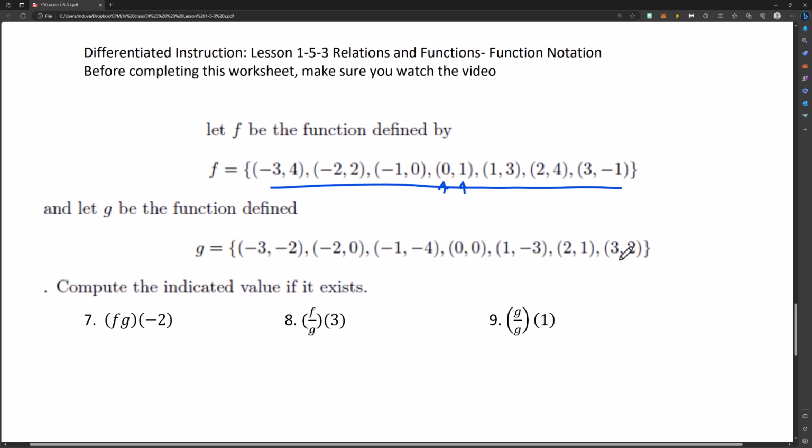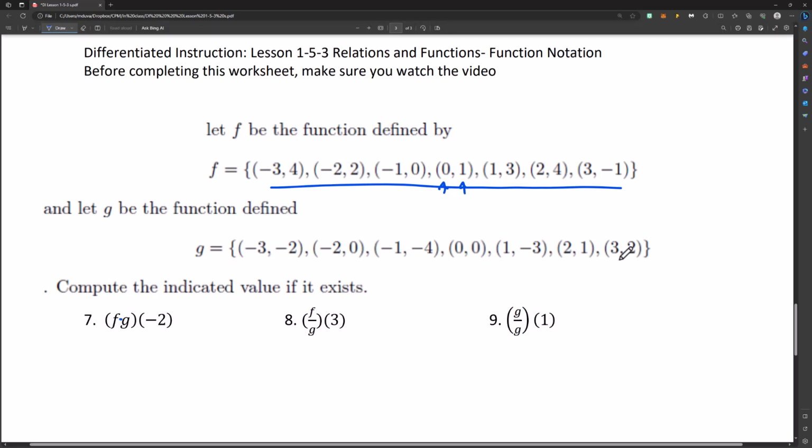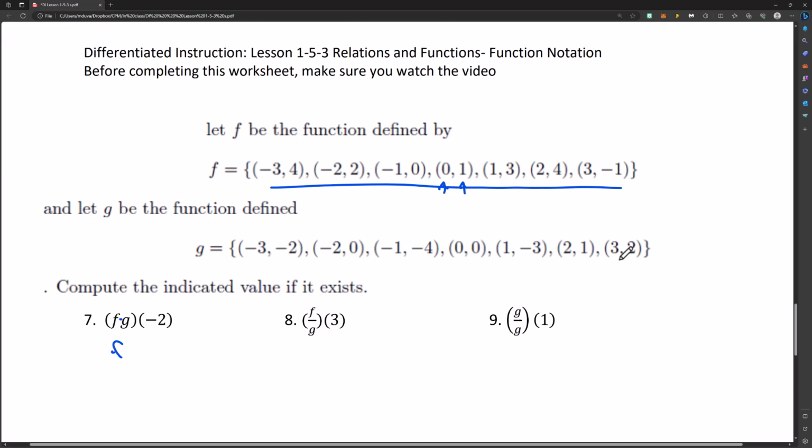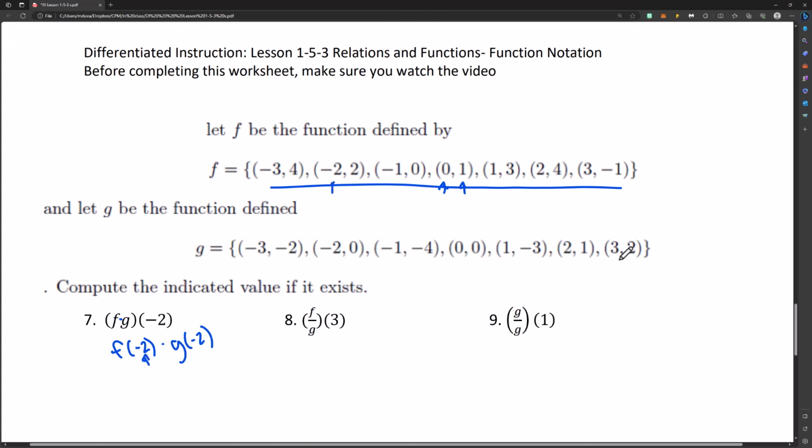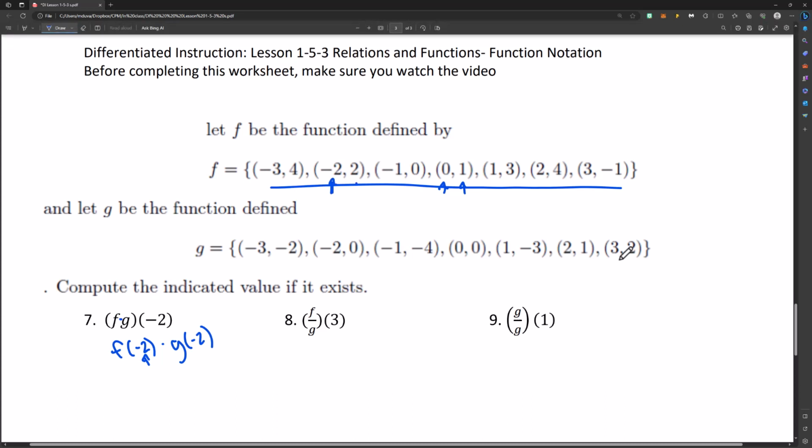So f times g of negative 2, remember that's the same as f of negative 2 times g of negative 2. So if I plug negative 2 into my f function, what do I get? Okay, well if I plug negative 2 into my f function, I get 2. So this is 2. If I plug negative 2 into my g function, what do I get? I get 0. So 2 times 0 which is 0.